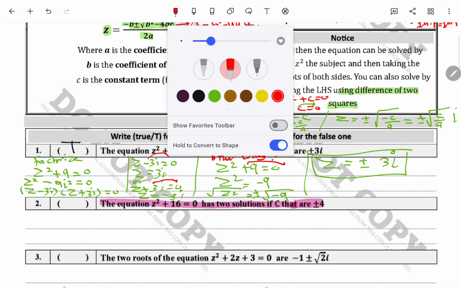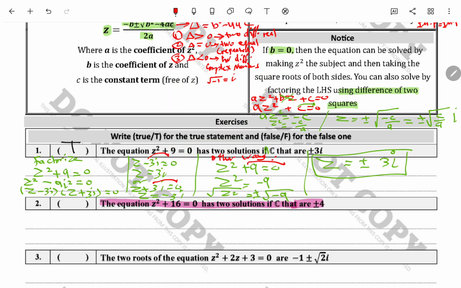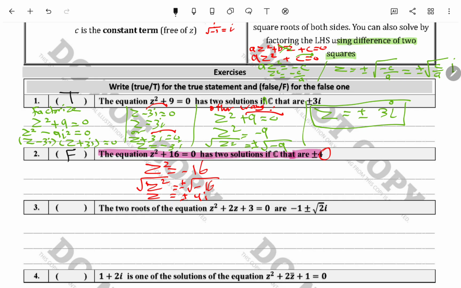If you will solve them, you will repeat what we did before, but I will use one of the solutions, which is moving to the other side. Z squared equals negative 16. Take a square root for both sides. You can get plus and minus and having i. So the answer is z equals plus and minus 4i, and you can see there's i here, so it will be false finally.